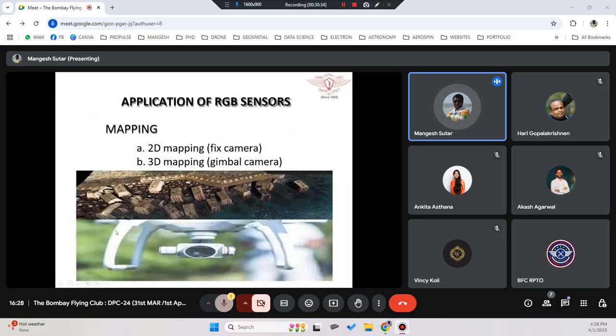Okay. So again, we spoke about the application of RGB sensors for mapping, 2D mapping and 3D mapping. 2D mapping can happen using the fixed cameras, and 3D mapping can happen using the gimbal camera. So you can give a complete 3D perspective of that particular location or area. And the person who sees these 2D or 3D images gets a completely different overview of that location.